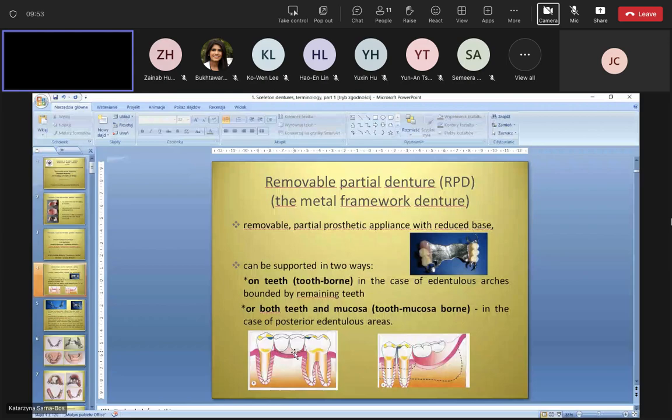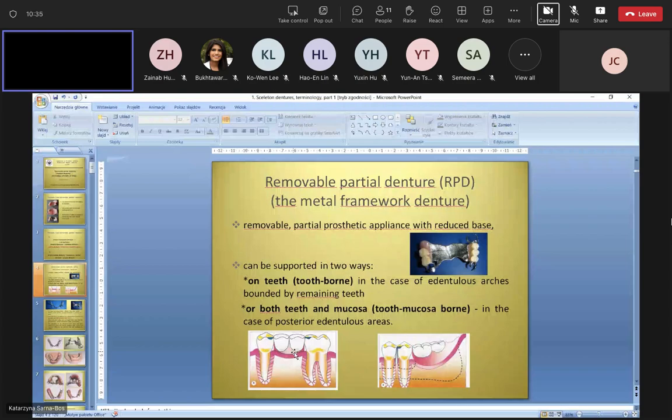As you can see here, this denture is supported also by the teeth and by the mucosa because we've got the posterior edentulous area. So this is the tooth-supported denture, and this is the tooth and tissue-supported denture. So skeletal denture is made by casting methods, different from other partial dentures in the fact that its metal framework is cast in one piece. So as you see here, this is the example of the upper one and the example of the lower one.